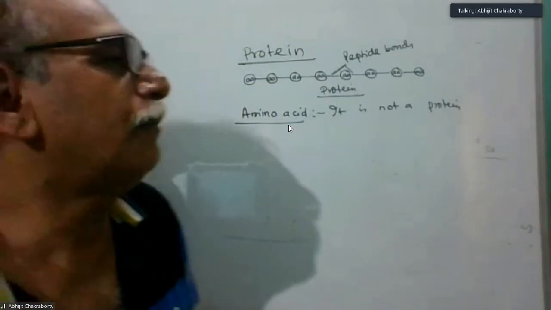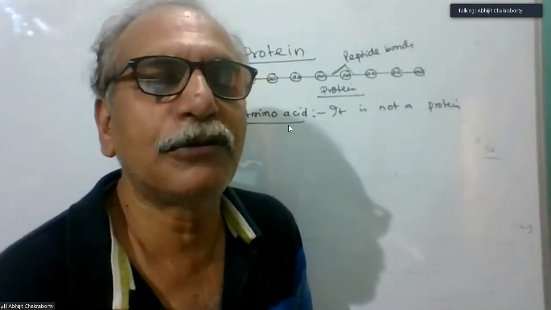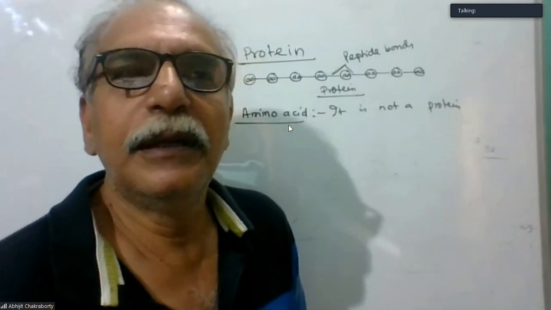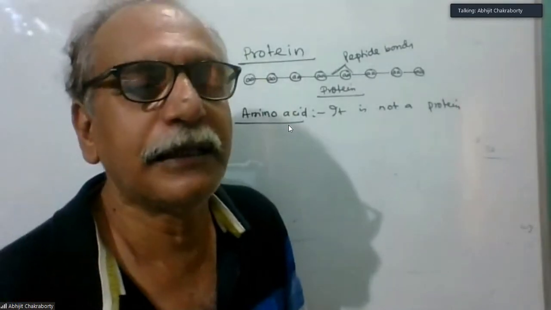Although the building block of protein is amino acid, amino acids are not considered as protein. Why? In order to be considered as protein, at least one peptide bond is required to be present.